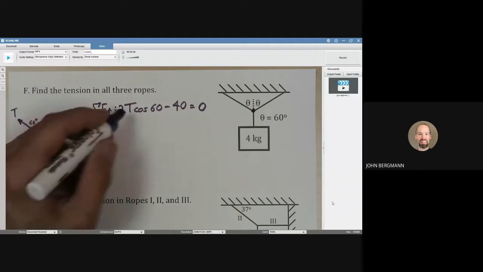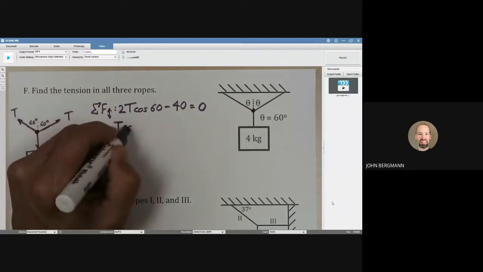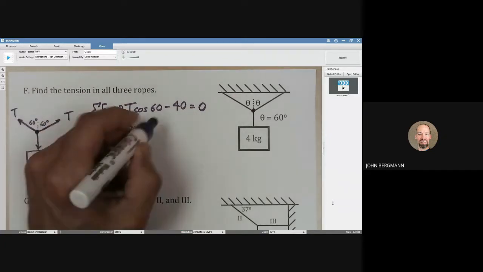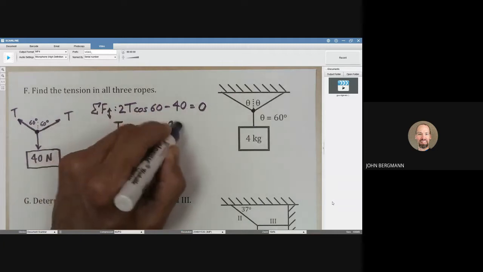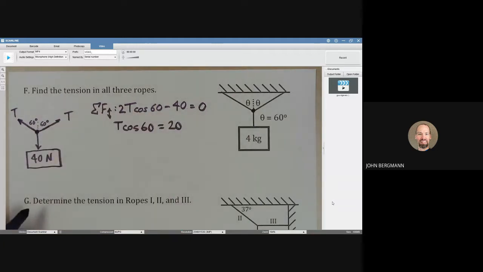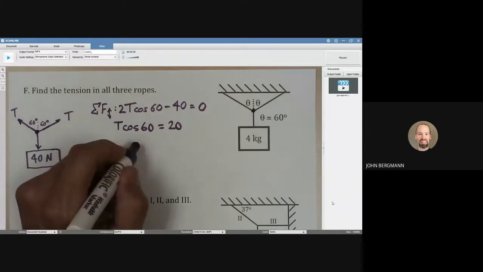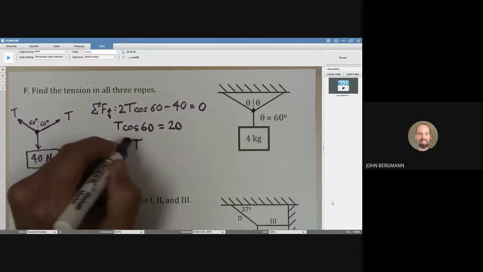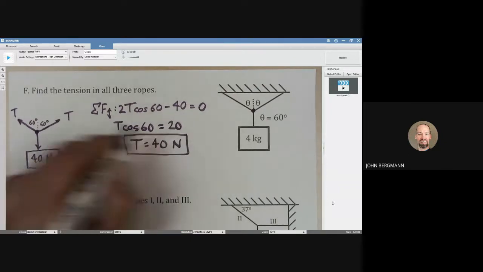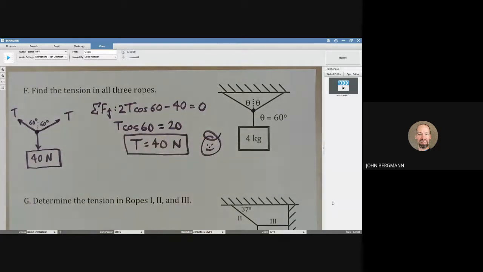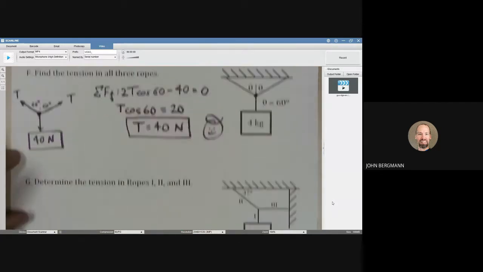So what does this come out to be? T cosine of 60 is equal to 20. Does that look good? What's the cosine of 60? 1/2. Tension is 40. The tension in all three ropes is 40. Smiley face. Let's try one more.